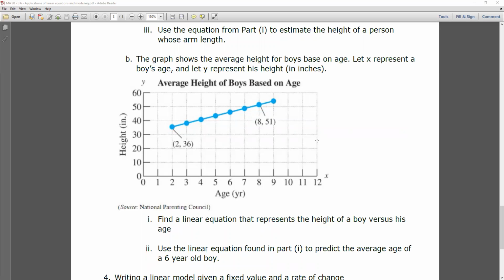Let's find the slope first. Slope is (51 minus 36) over (6 minus 2). 51 minus 36 is 15. 6 minus 2 is 4. And 15 divided by 4, I believe, is 3.75.